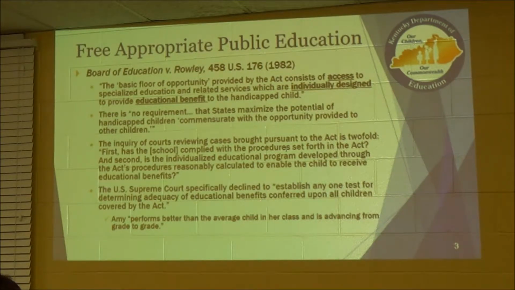Here the court said there's no requirement that the state maximize the potential of children with disabilities commensurate with the opportunities provided to other children. And this was really Amy's parents' argument. They said if she had an ASL interpreter, she would be able to absorb more of the information in the classroom, and she would be more on par with her non-disabled peers. But the court rejected that argument. And that's a hard pill to swallow, obviously, certainly if you're Amy's parents or a parent of any child with a disability.